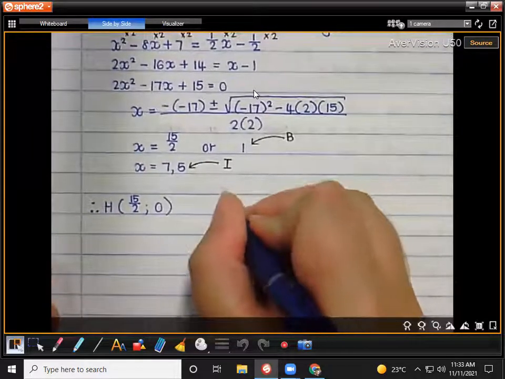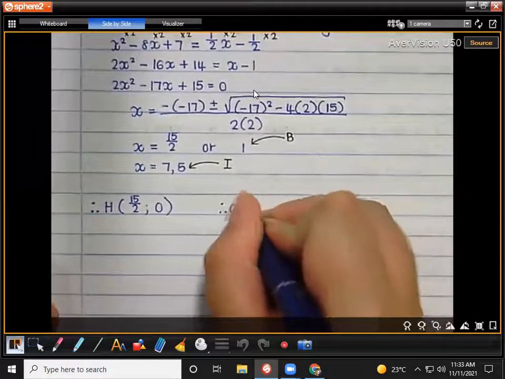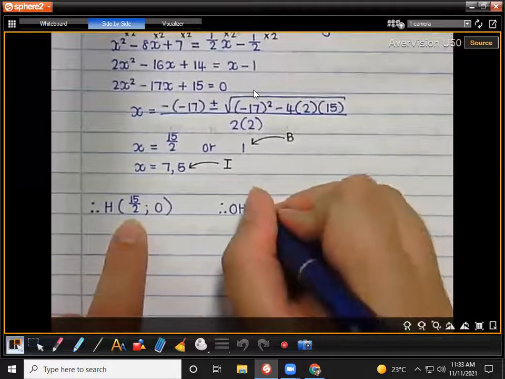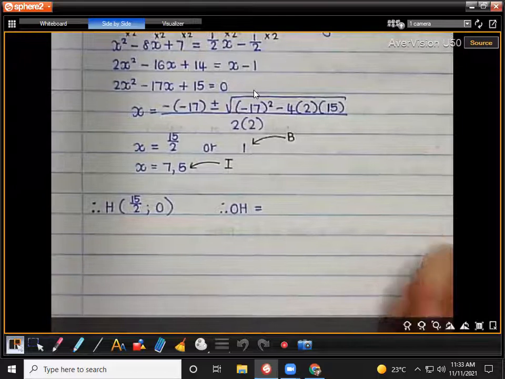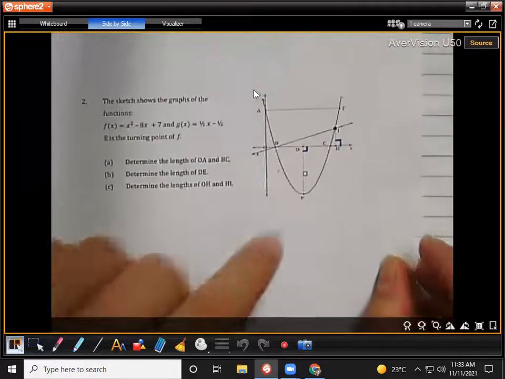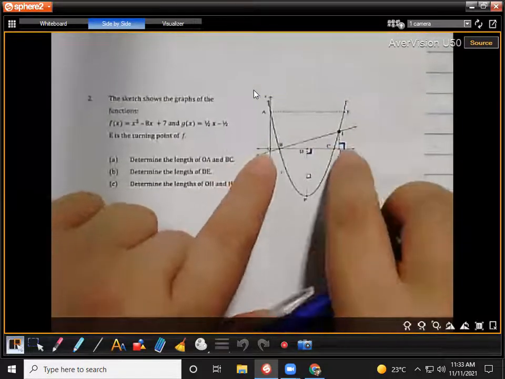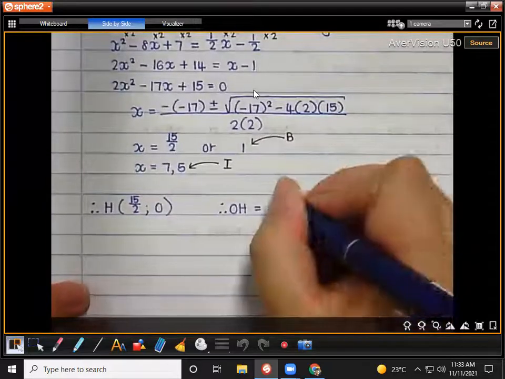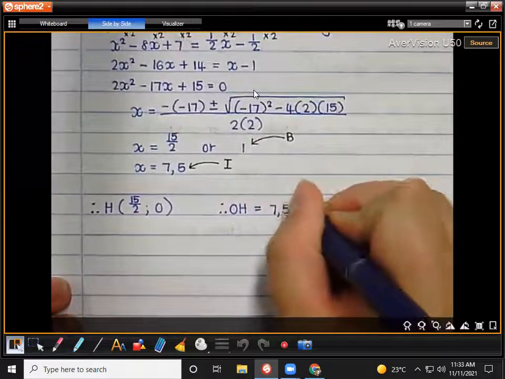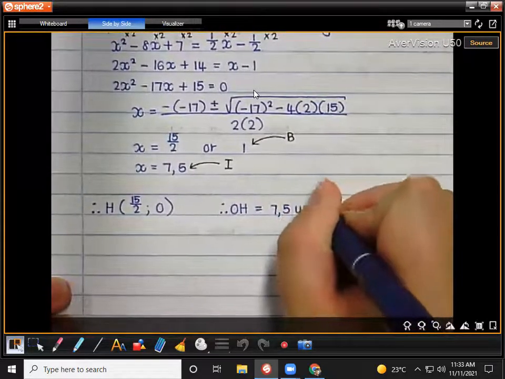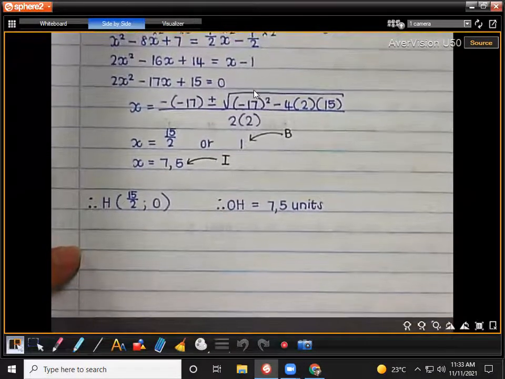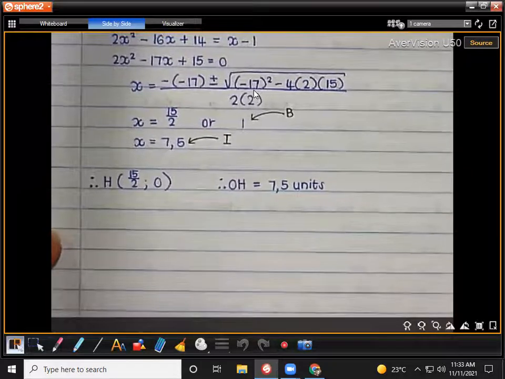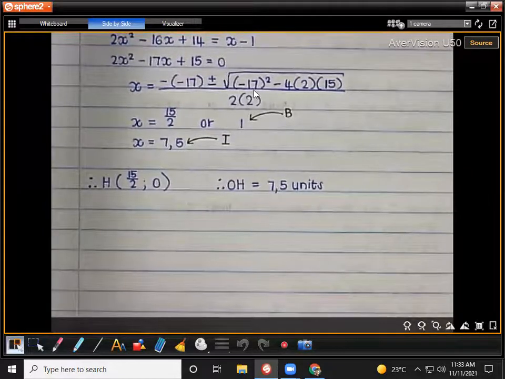So what is OH then? If it's going from 0 to this point, it is 7,5 units, right? From 0 to 7.5. So OH is 7,5 units. Or if you want, you can write 15/2. There's no preference there. It's fine to leave it as a fraction. So we found OH.